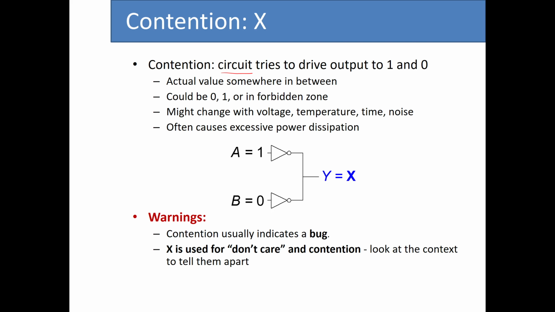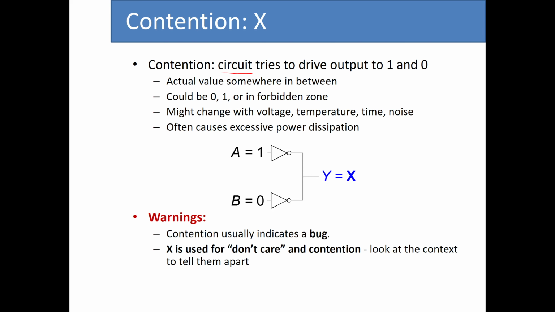So when that happens, the actual value or the actual voltage of the output is somewhere in between, right? You may even break the gate too, right? Break the circuit too. It can be 0 or 1 or in a forbidden zone. And this value can change with voltage, temperature, over time because of the noise, and usually causes excessive power dissipation that can heat up the circuit and possibly break it. So it is always good to avoid that.